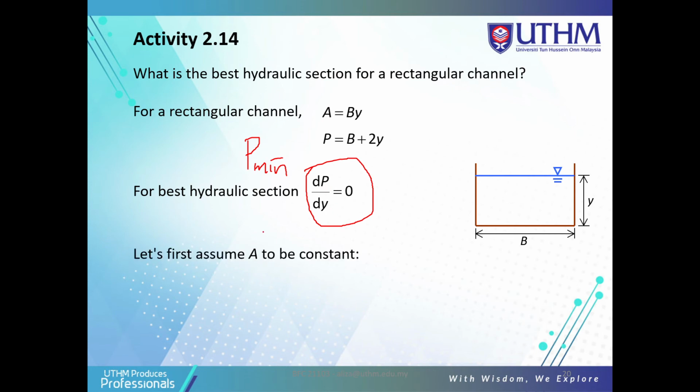So let's first assume A to be constant here. For P, from A equal to B times Y, you get B changed to A over Y. So P is equal to B plus 2Y.